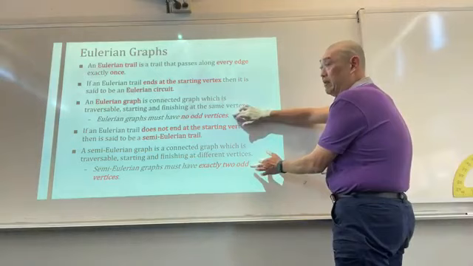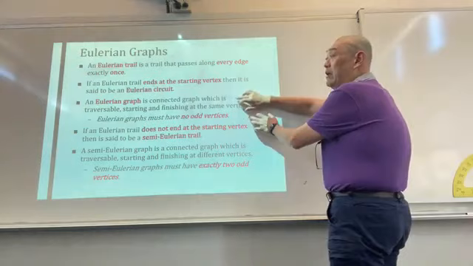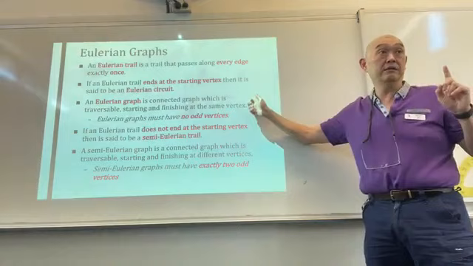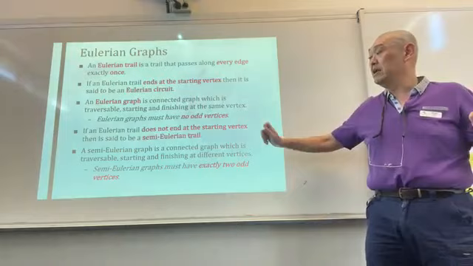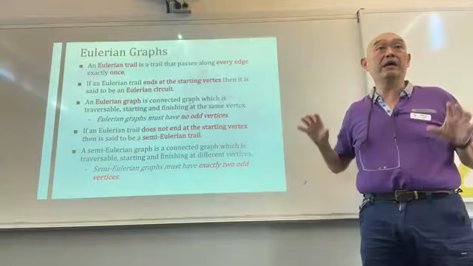So if you're asked to explain what an Eulerian graph is, it is a connected graph which is traversable, starting and finishing at the same vertex. And if they ask you to explain what a semi-Eulerian graph is, it's a connected graph which is traversable, starting and finishing at a different vertex. Use the words that I gave you, all right? They are pretty particular about words.